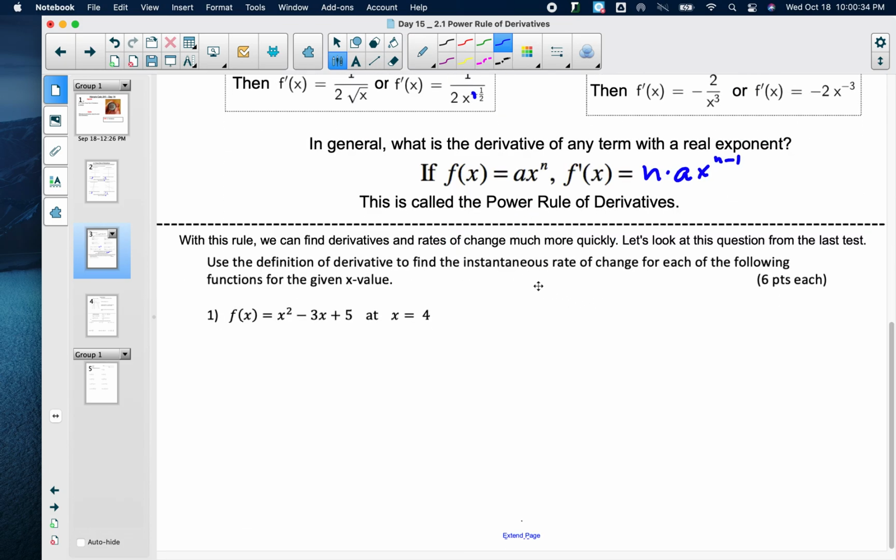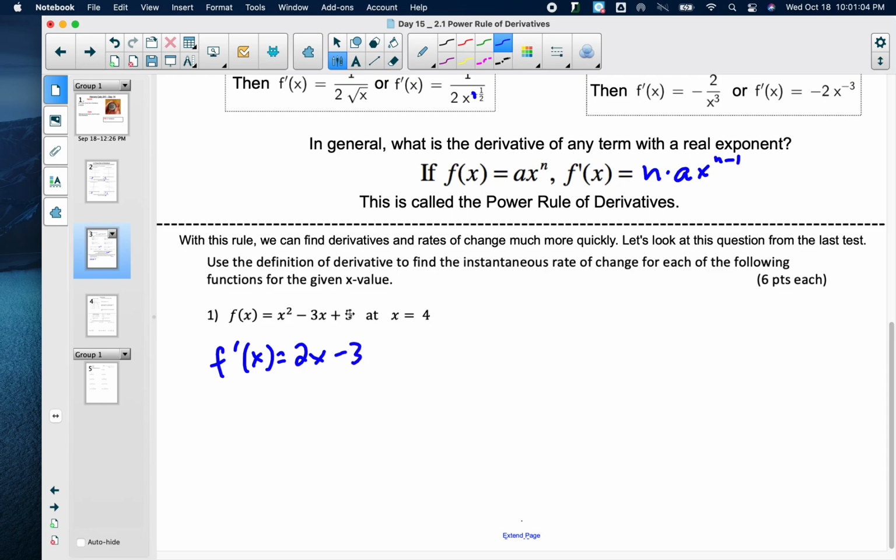But just to see how this changes things, this is an exact question from the last quiz. Use the definition of the derivative to find the instantaneous rate of change for each of the following functions for the given x value. So here we used to do f of x plus h minus f of x all over h, and then do the limit and yada yada yada. Now I can just do the power rule. So f prime of x, the derivative of x squared is just 2x. The derivative of negative 3x is minus 3.